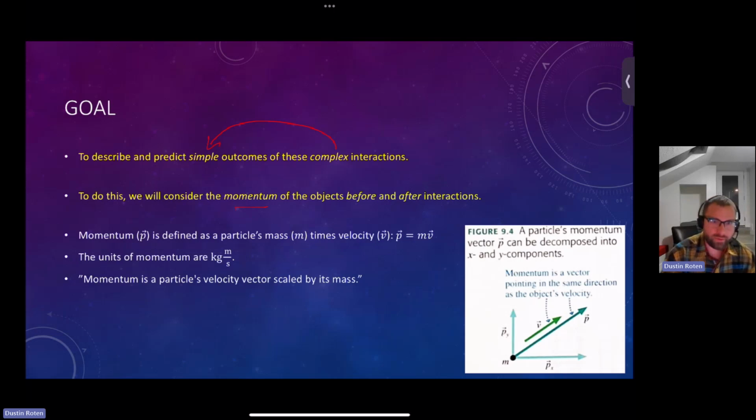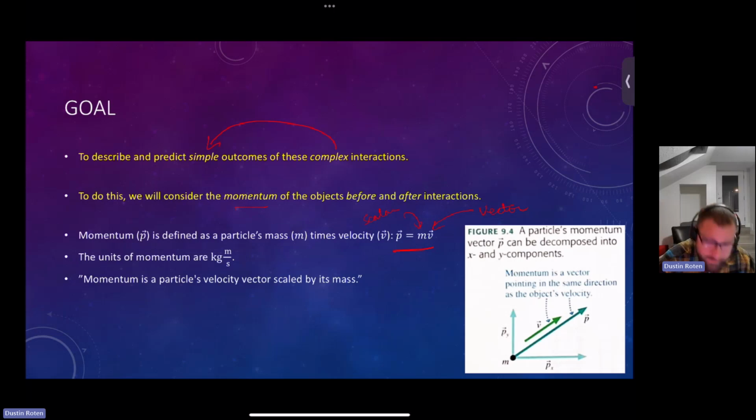So we do need to define what momentum is. Essentially, momentum is just a particle's mass times velocity. We've got it written down here. Velocity is a vector, you should know that by now, and mass, of course, is a scalar. So momentum is your velocity vector, but scaled up or down by your mass. You're really just changing the length of your velocity vector, and that's your momentum.